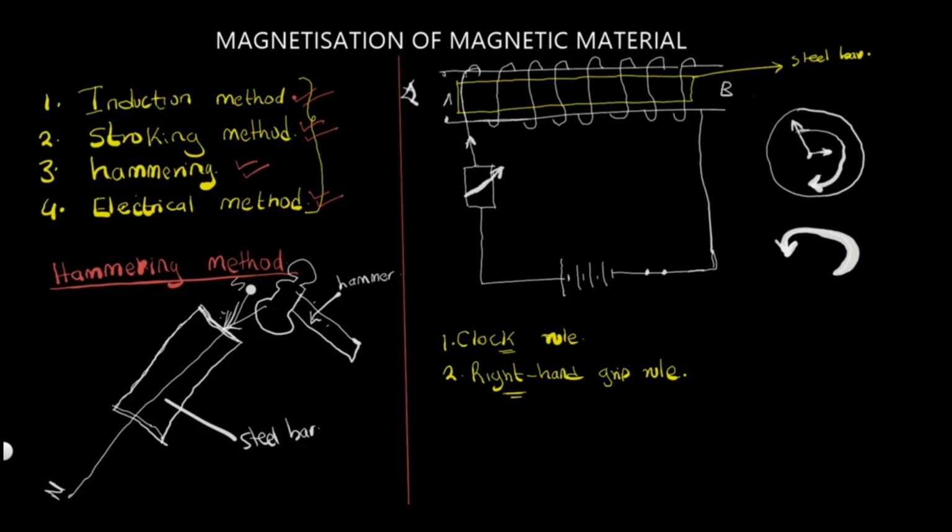But if it was in clockwise direction, then the polarity at that part would be the south pole. So the clock rule states that if one is viewing one end of the bar and the current flows in clockwise direction, then that end is the south pole. And if it is in anti-clockwise, then that end is the north pole.